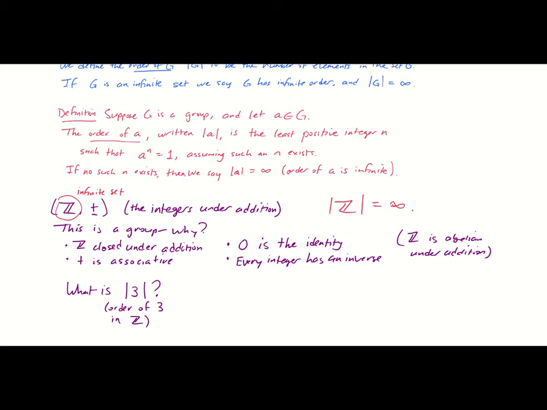That's the idea here: I have to figure out how many times I have to compose 3 with itself using the group operation in order to obtain the identity. Well, let's see if I can do that.